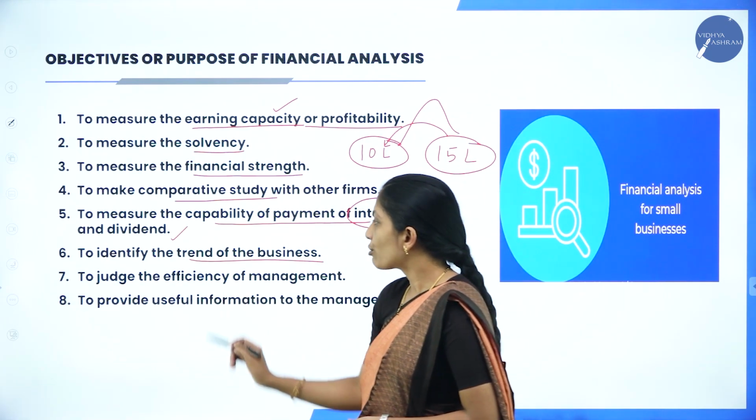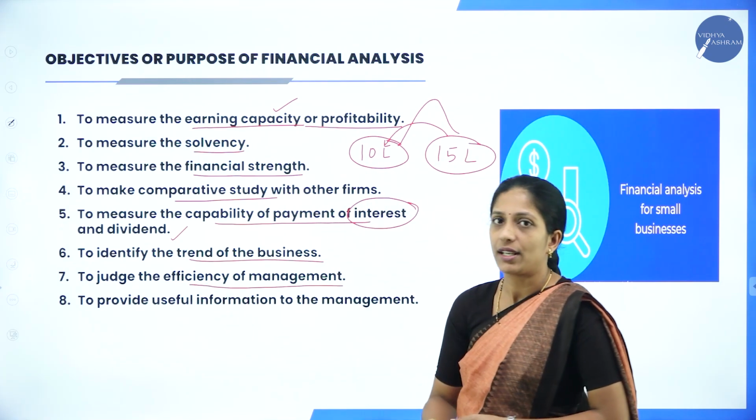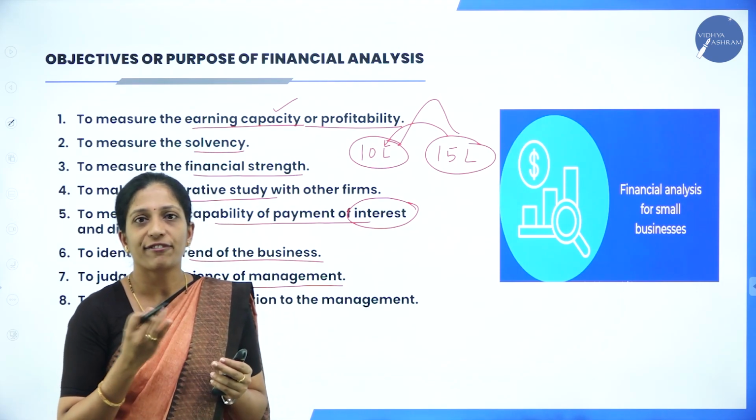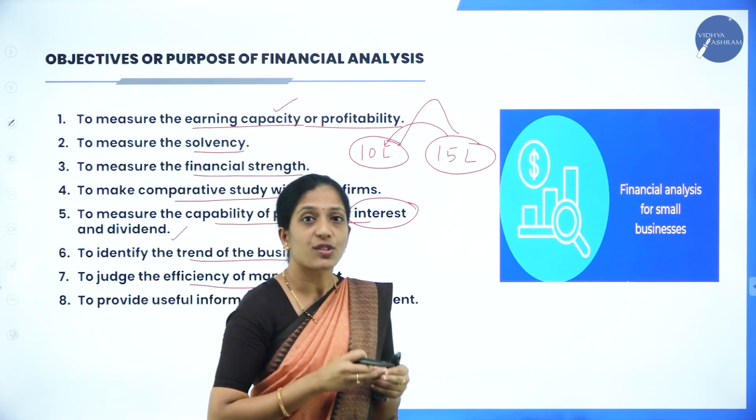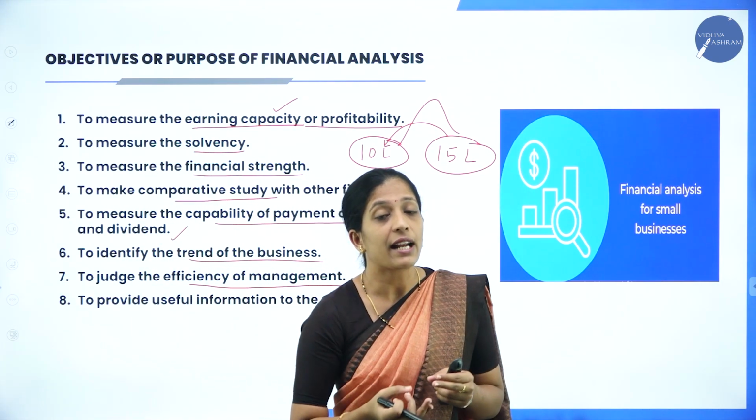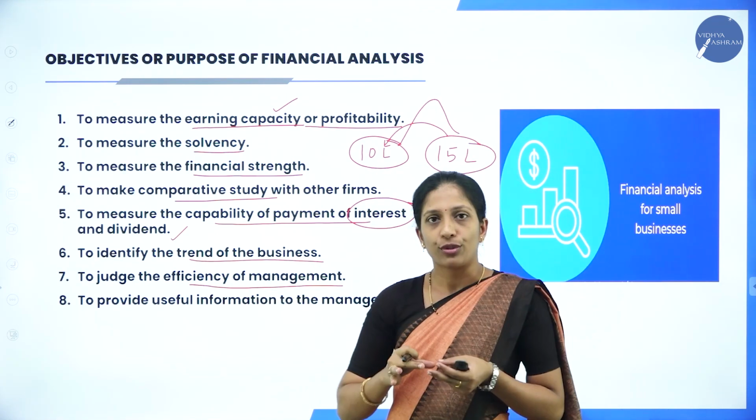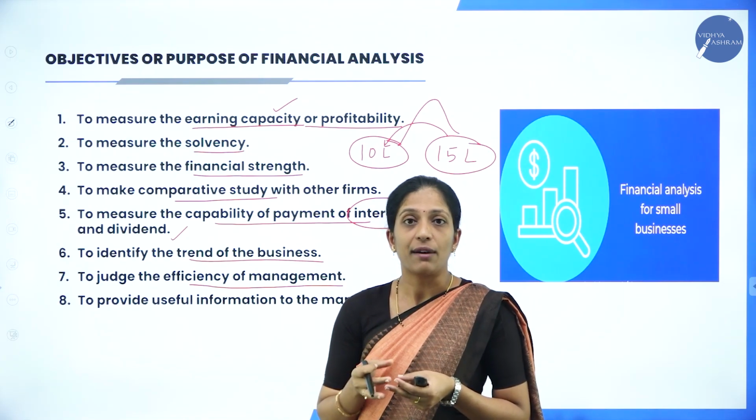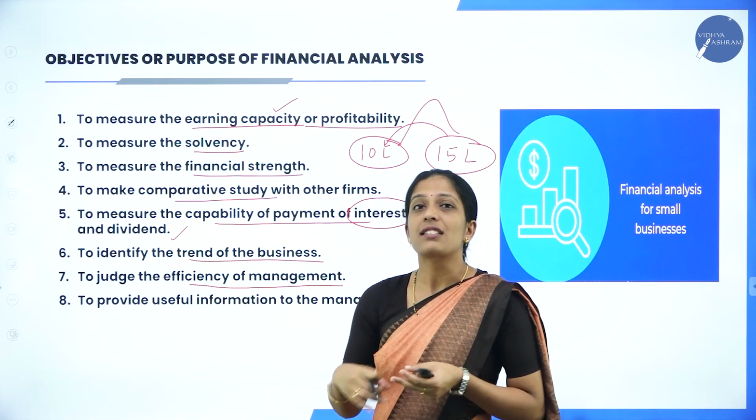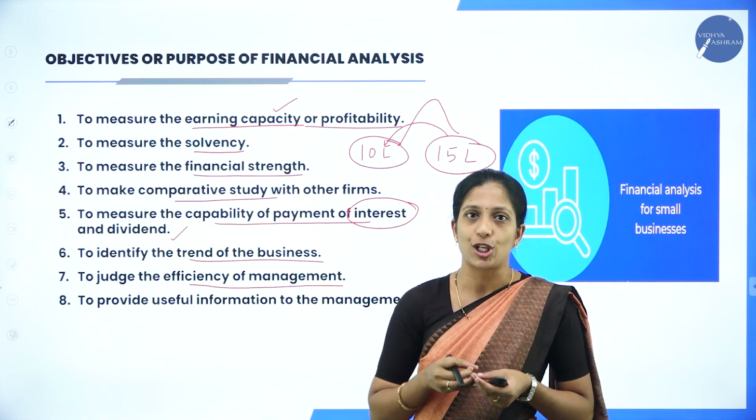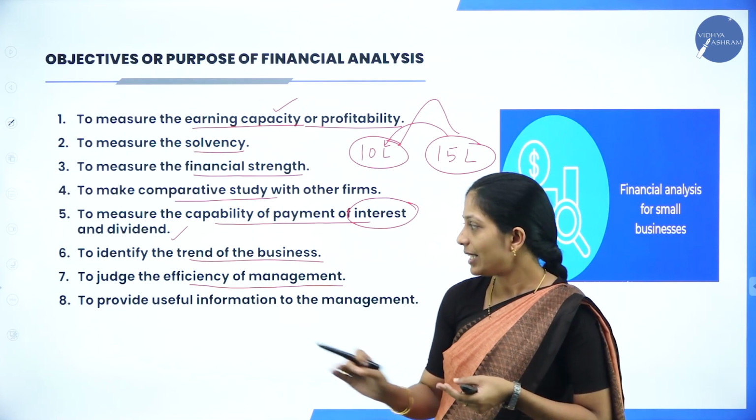And the next one is to judge the efficiency of the management. Of course, if the profitability of the company is very good, then we can tell that the management is very efficient, as it can minimize the cost and maximize the profit. Through analysis of the financial statement, we'll come to know whether the management is efficient or not, or what the reason for inefficiency in management is. That can be studied in detail.